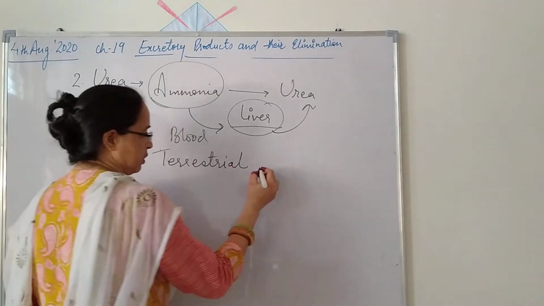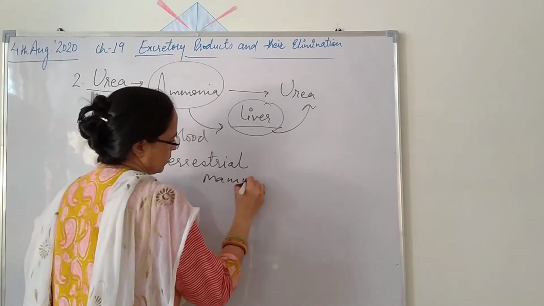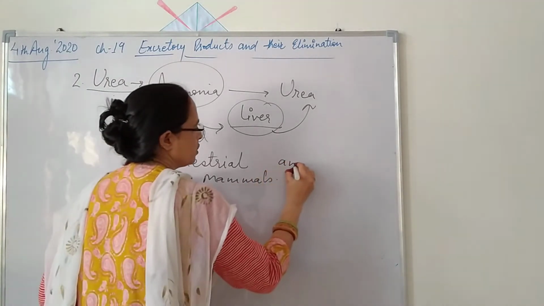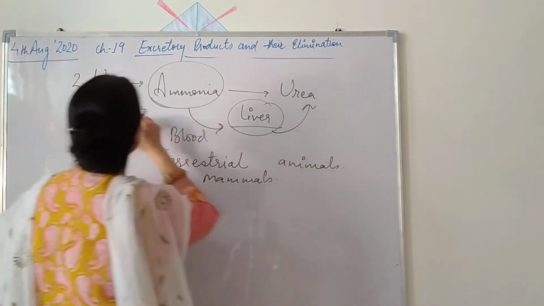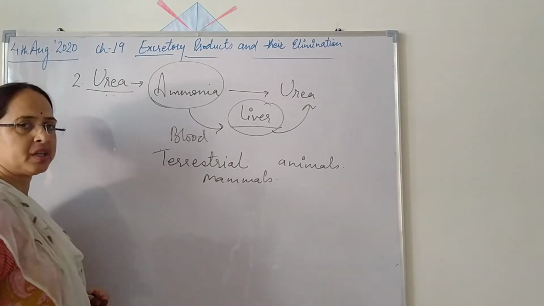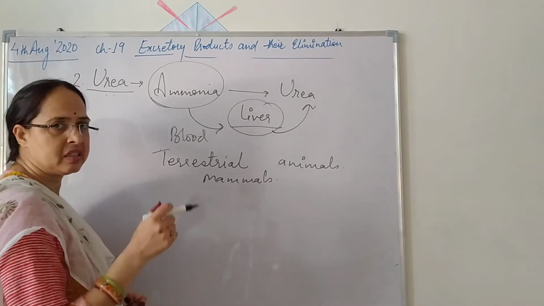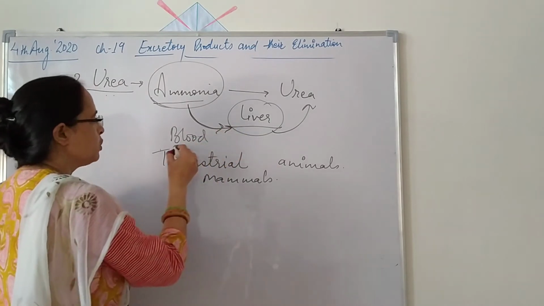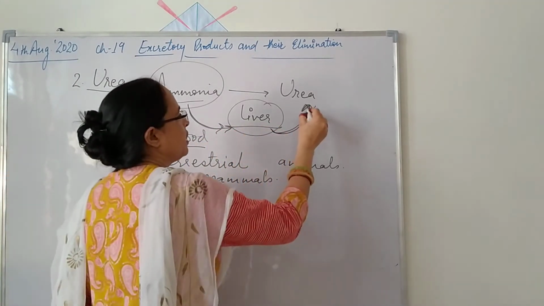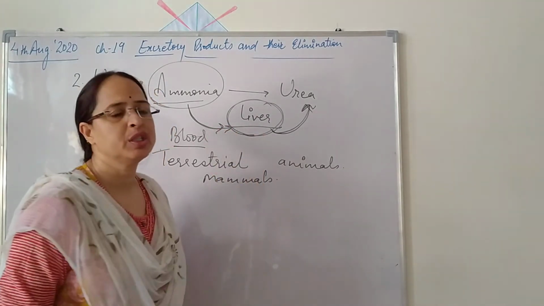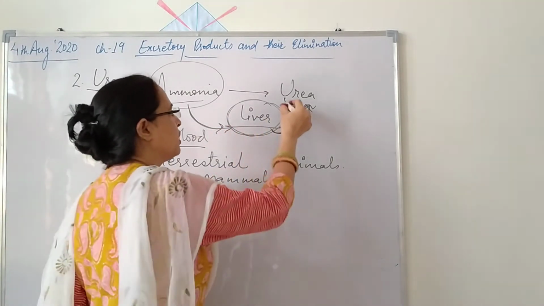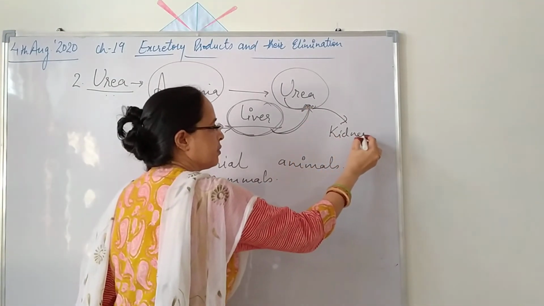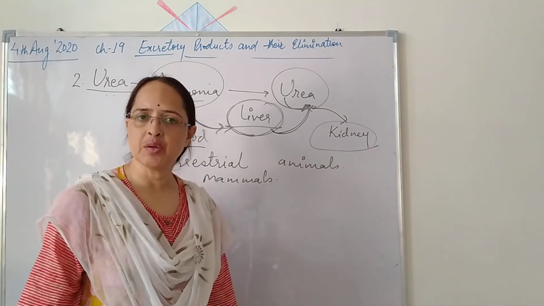Terrestrial animals like mammals, their waste product is urea, and this urea is formed by the breakdown of nitrogenous compounds like proteins inside the organism's body, which is converted into ammonia. This ammonia is carried to the liver through blood, and in the liver this ammonia is converted to urea, and this urea is taken to the kidney, where it is filtered out and released outside the body.